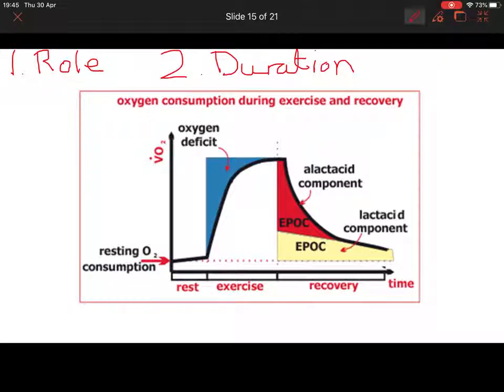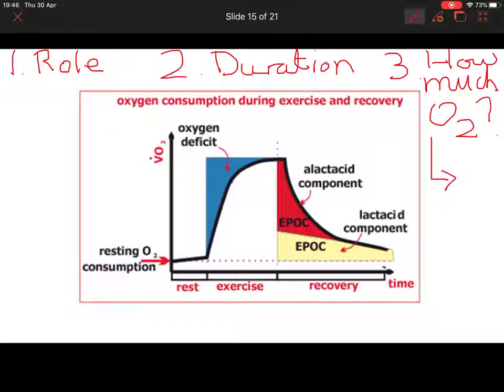Now obviously with the alactacid being the fast component, clearly it's going to take less time for the roles of the alactacid component to happen than the lactacid component, with that being the slow component. And then the third and final element to know is how much oxygen is needed. And what I'd be looking for here is an answer in litres.